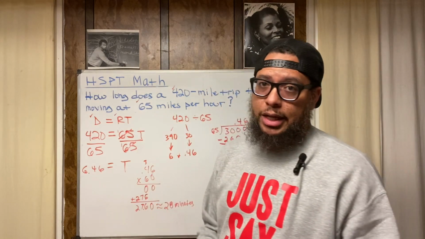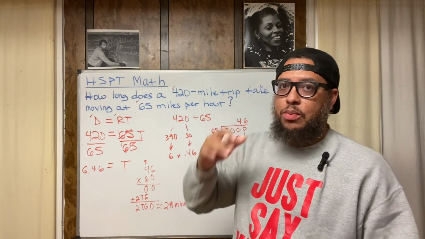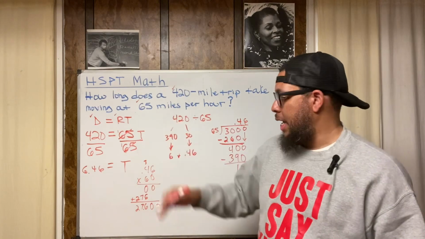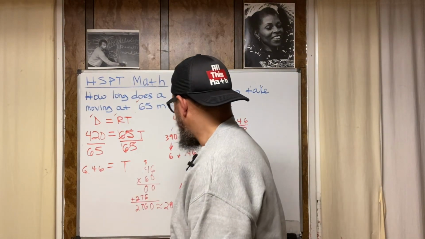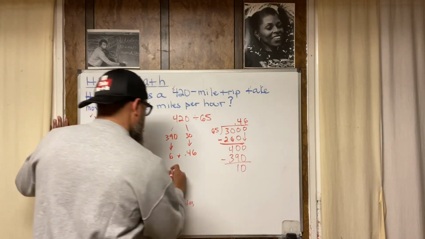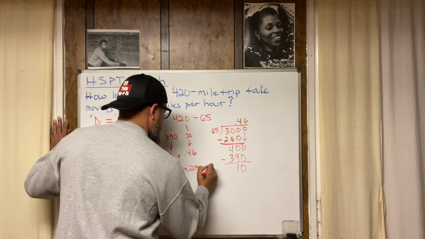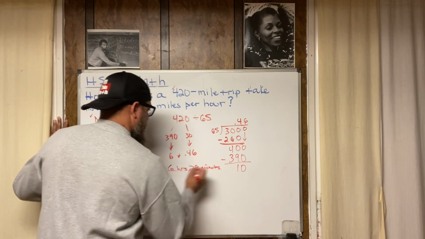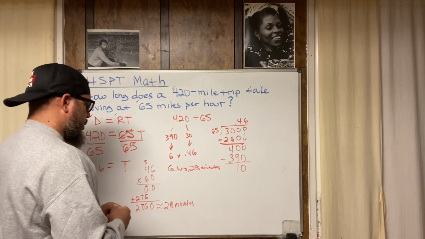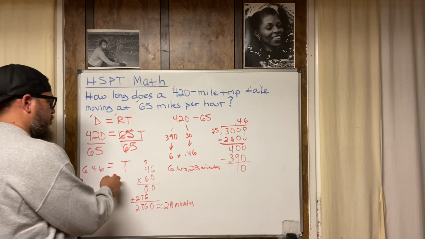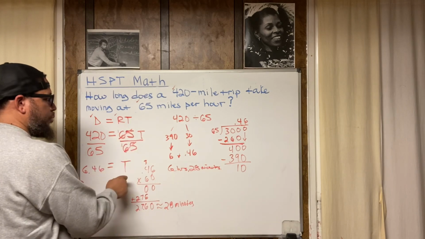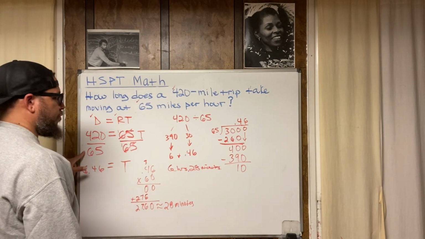So that means our final answer, based on the answer choices that were given when I found this question online, is 6 hours and 28 minutes. That's what we got, 6 hours and 28 minutes. All right, 6.46. We solved for T. We got 6.46. We did 420 divided by 65.